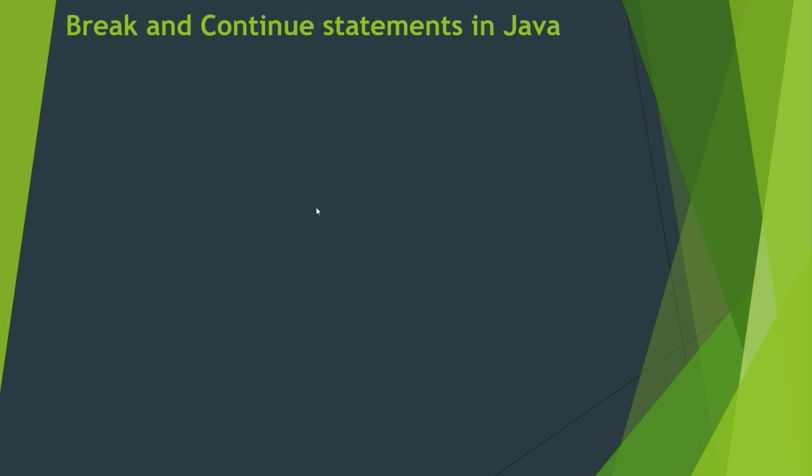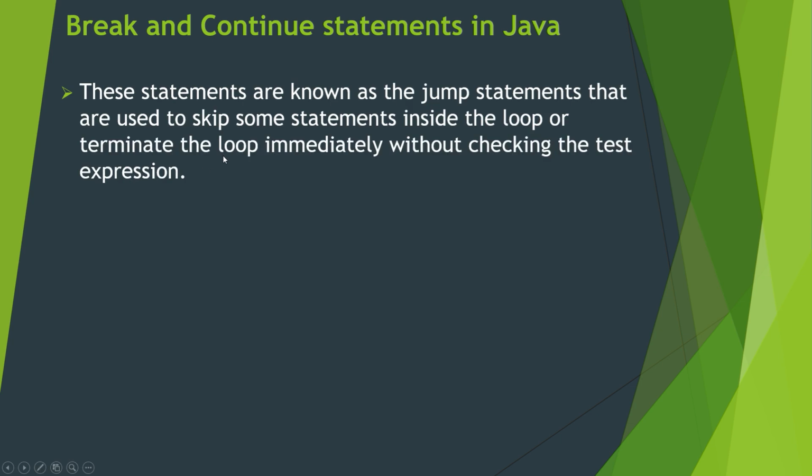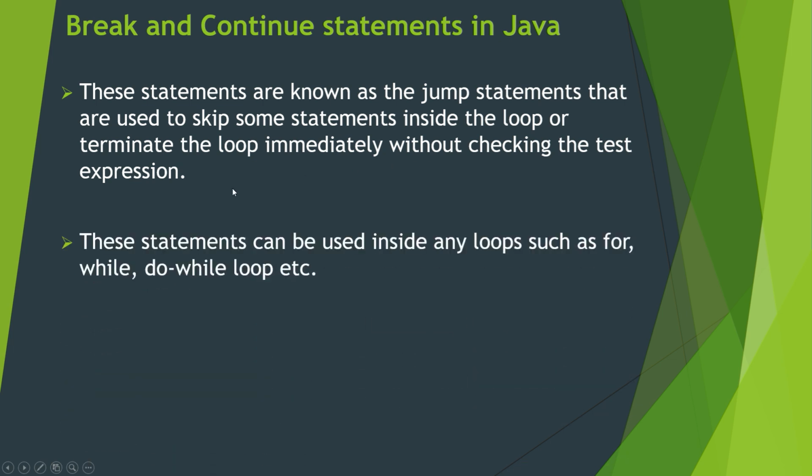In today's topic, let's understand break and continue statements in Java. We have already seen in the last couple of sections about loops in Java. This is a good time to start break and continue statements in Java. These statements are known as jump statements. Why? Because these are used to skip some statements inside the loop or to terminate the loop immediately without checking the test expression. These statements can be used inside any loops such as for, while, and do while loop, etc.